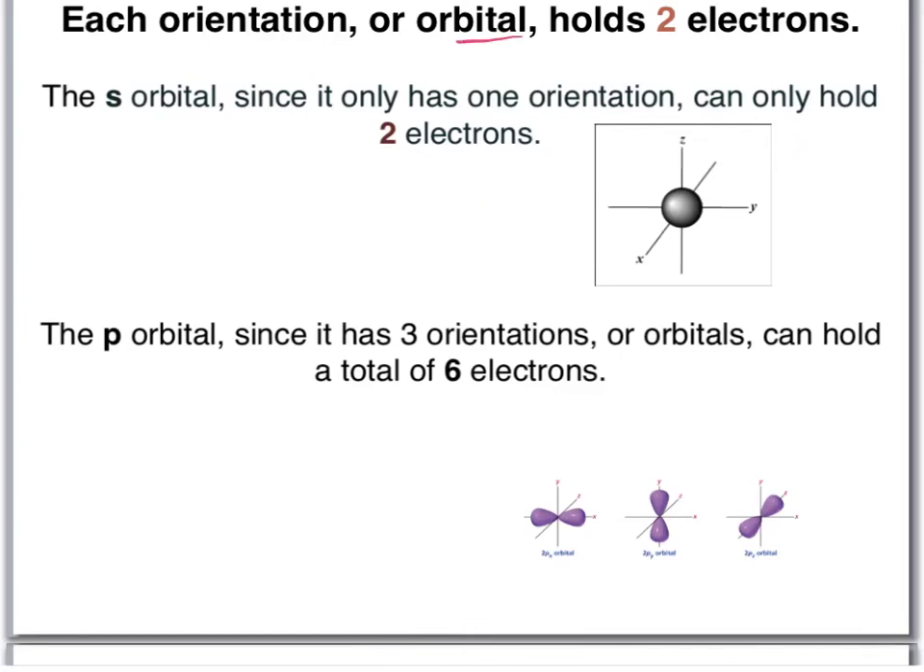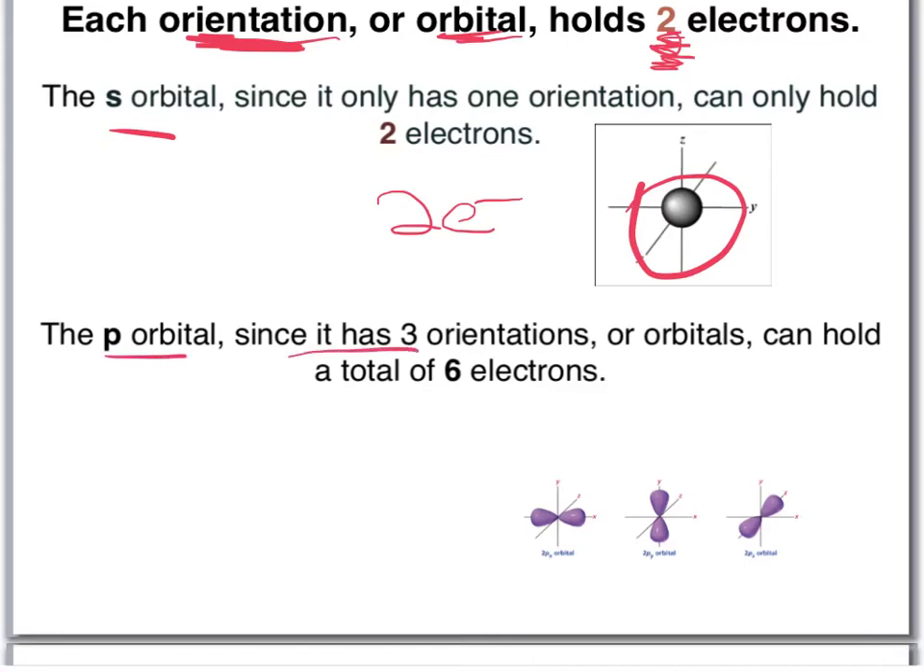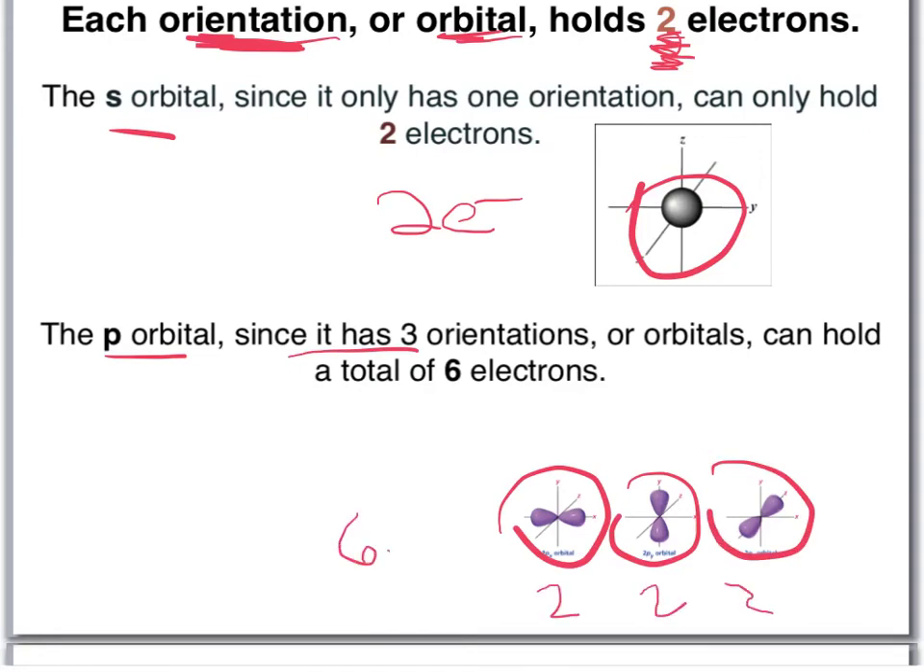Each orbital, each orientation that we just looked at, can hold a maximum of 2 electrons. So the S orbital, since you can only orient it one way, can hold a maximum of just 2 electrons. But the P orbital, since it has 3 different orientations, each one of those can hold 2 electrons. It can hold a total of 6.